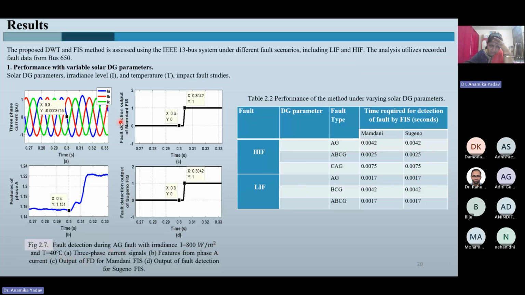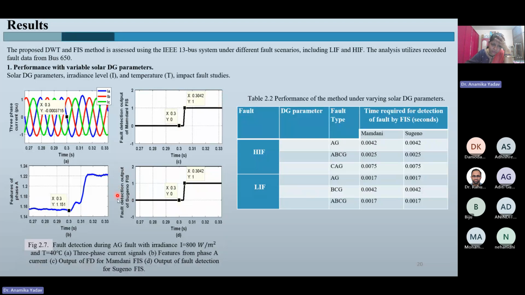So this is the 3-phase current, and there is an AG fault. You can see the A phase current is slightly higher as compared to B and C. And through the feature vector, if we check it, phase A feature vector is changed, and with this the FIS output is able to detect the presence of fault in 4.2 millisecond time.